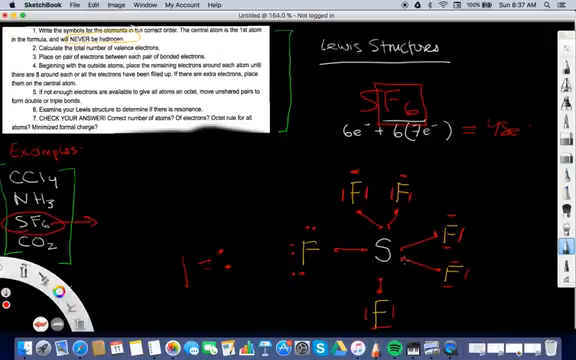Let's do our last step, which is double checking our work. So 2, 4, 6, 8, 10, 12, 14, and so on up to 48. We know that we have 48 electrons in our Lewis structure. 48 electrons is what we calculated. We know we got it right.